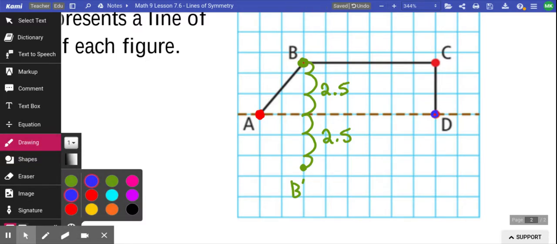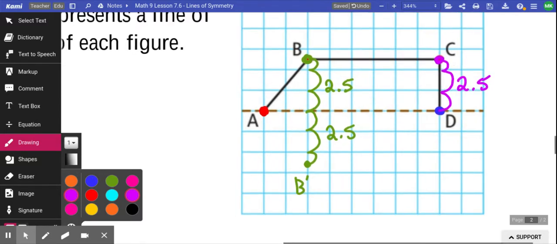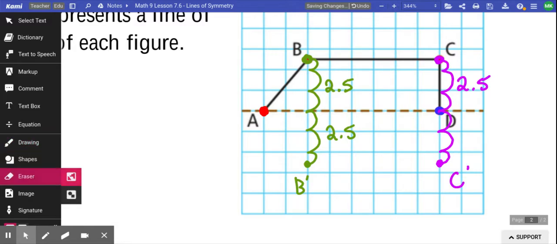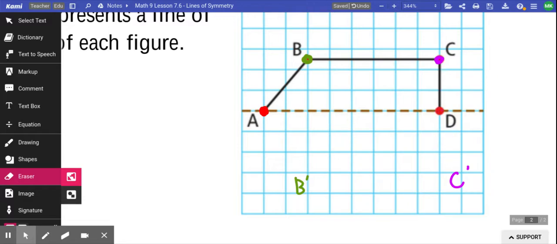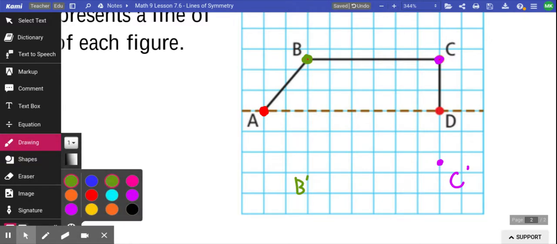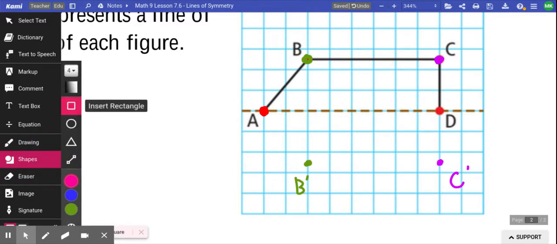If I look at point D, it would not move because it's on my line of symmetry. If I look at point C, it is also 2.5 away. That means when I draw the reflection, it should be 2.5 away. And that'll give me my other point C prime. And then what I can do is I can just complete my drawing on the other side by connecting the dots. Oh, I just erased my dot, didn't I? That one was there, and this one was here. Perfect. All we have to do is connect the dots to make our shape.